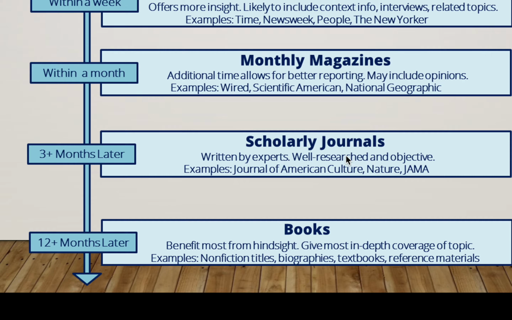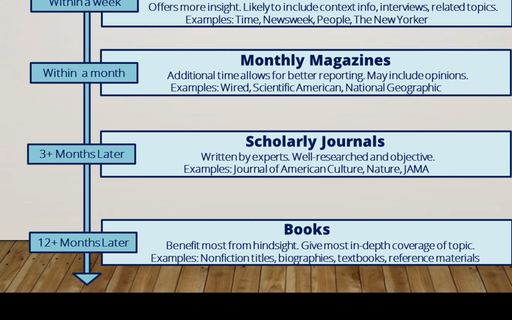Scholarly journals then come 3 to 6 months later. This is where you get things that are written by honest to goodness experts who have gone out and conducted really good primary research. They are objective. They spend time writing these articles. They go through a peer review process. Other people review them and issue comments and say, this is good, but did you think about this? That usually is a really high bar, and that's usually what we like to see most in academic writing.